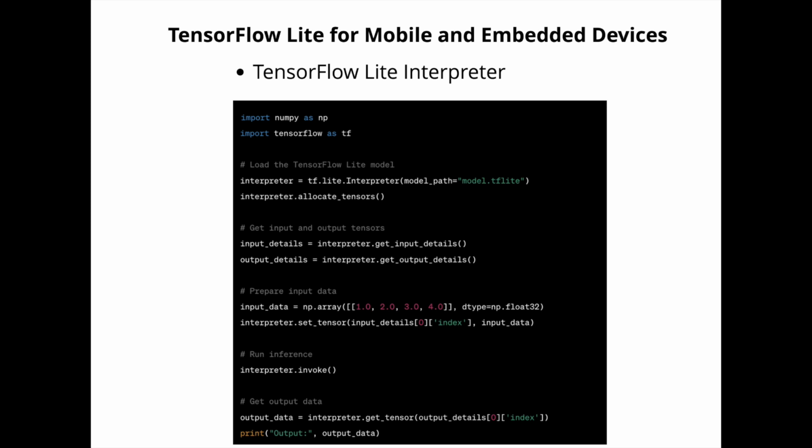Next, I'm setting the tensor for the interpreter by calling the set_tensor method and passing the input details at a particular index, and then I'm passing input_data. Next, I am running inference by calling interpreter.invoke. Next, you can get the output data from the interpreter by calling get_tensor and giving it the output details value at index 0. So this will print out your output data from this TensorFlow Lite interpreter.